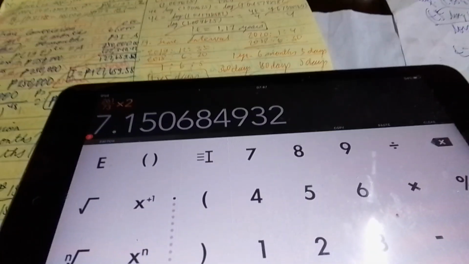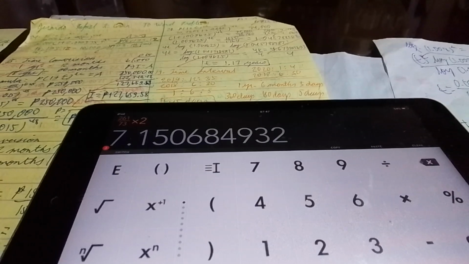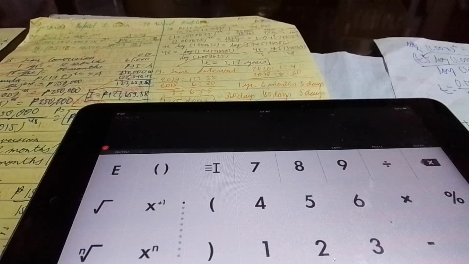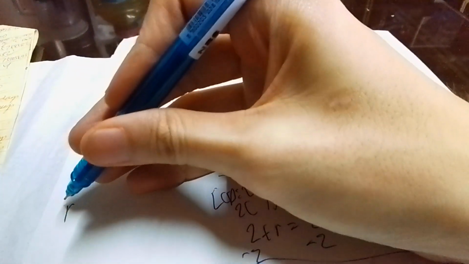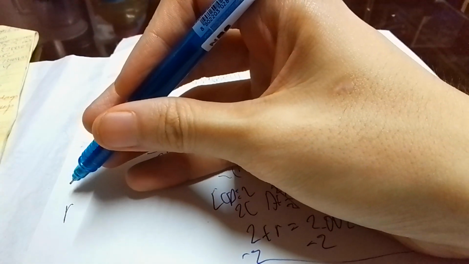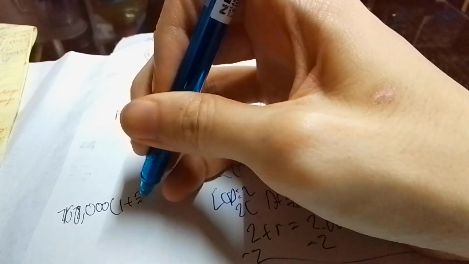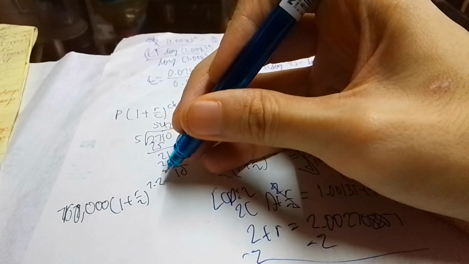So, using decimal, we get 7.15. Or to make life easier, I just made it lang 2. So, I just made it lang the number 2. 7.2. So, therefore, I applied the formula as this. So, 1, the principal of 700,000, 1 plus the r raised to the 2 divided by 2 raised to the 7 over 2 power.